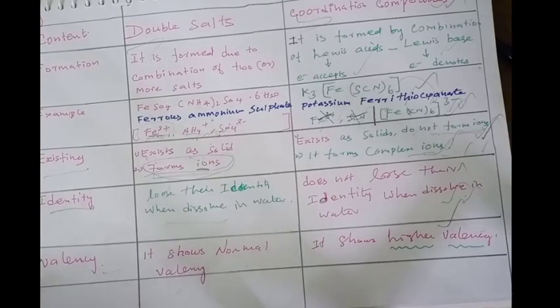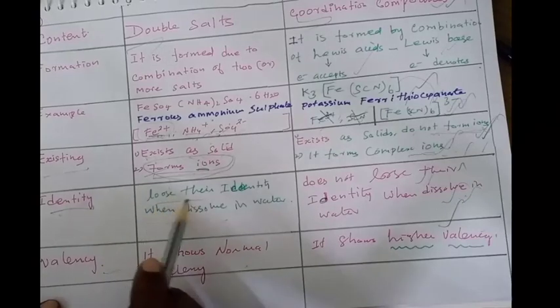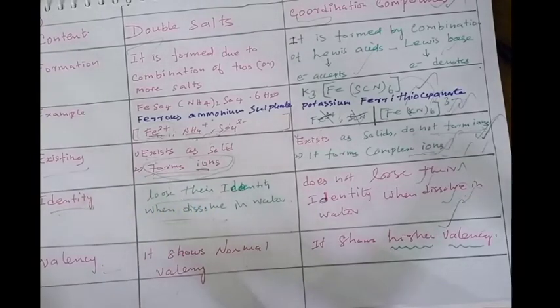Identity: a double salt loses its identity when dissolved in water, but a coordination compound does not lose its identity when dissolved in water. It's a very simple concept. Valency: a double salt shows the normal valency, while a coordination compound shows the higher valencies. I hope you understand well and you study. It's very important in your exam. I hope you will study well.